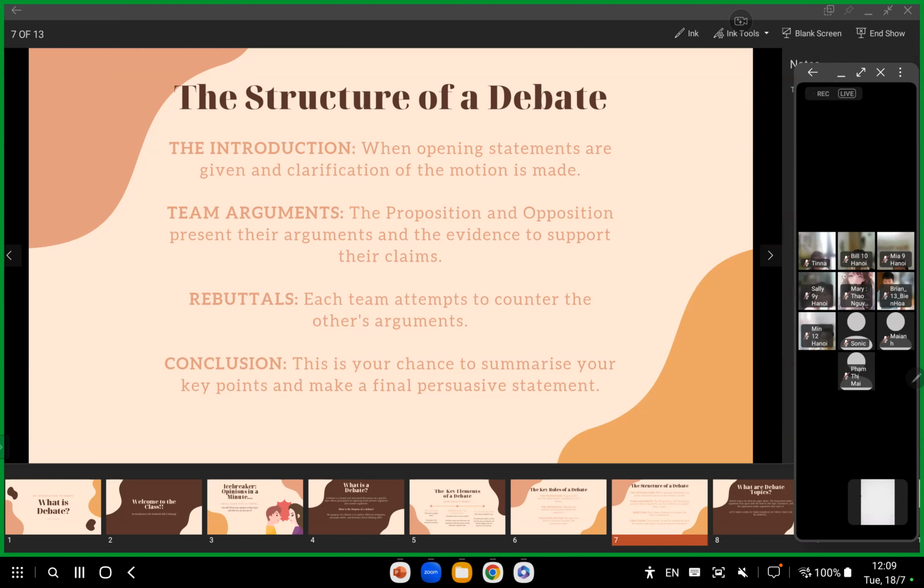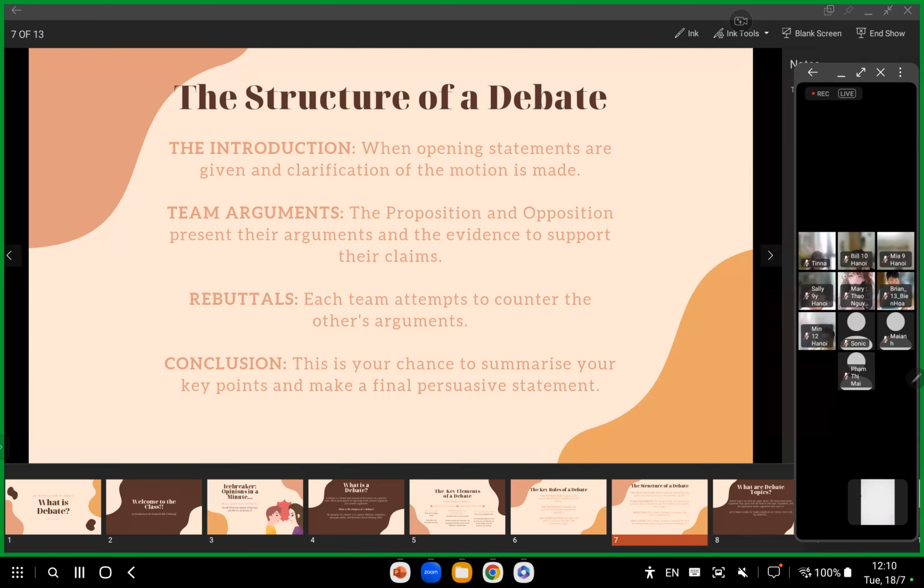After that, we have rebuttals. Now that is like counter arguing. So if I was to say something like, I think beef is the most delicious kind of meat, and then someone else was to say, well, no, I think chicken is the most delicious kind of meat, they would then present their reasons for why they think chicken is the best kind of meat, and the evidence that they have to go along with that. And that would be a rebuttal. So trying to prove the other team wrong, basically.